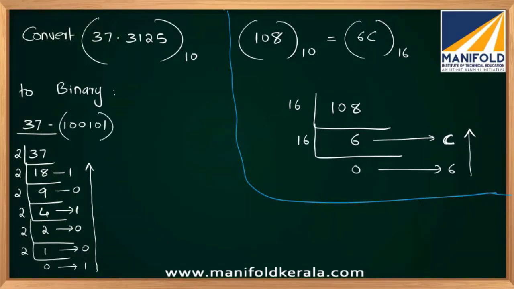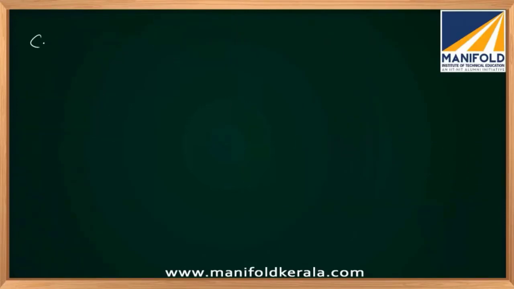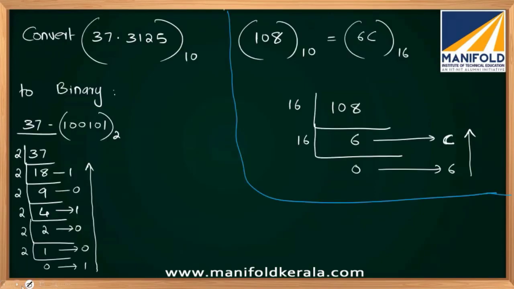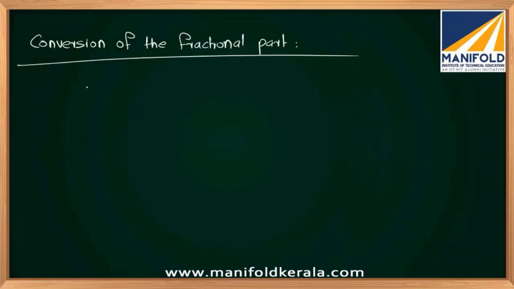So this is how you deal with the integer part. The integer part is converted into binary. What happens with the fractional part? Let me write the conversion of the fractional part in the next slide. First thing, what is the fraction you have here? The fraction you have here is 0.3125.